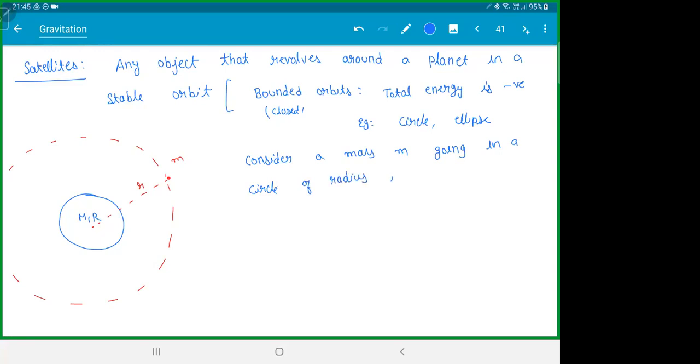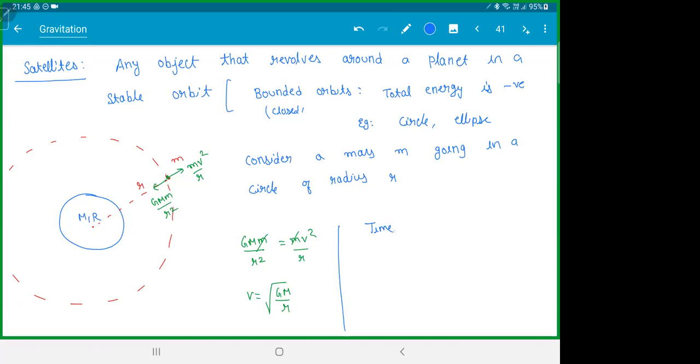Going in a circle of radius r. If you look at the forces here, we have a centrifugal force mv square by small r, and the gravitational force GMm by r square. If I equate them, GMm by r square is equal to mv square by small r, you end up with v is equal to root over GM by small r. This is the velocity of the satellite in that orbit.